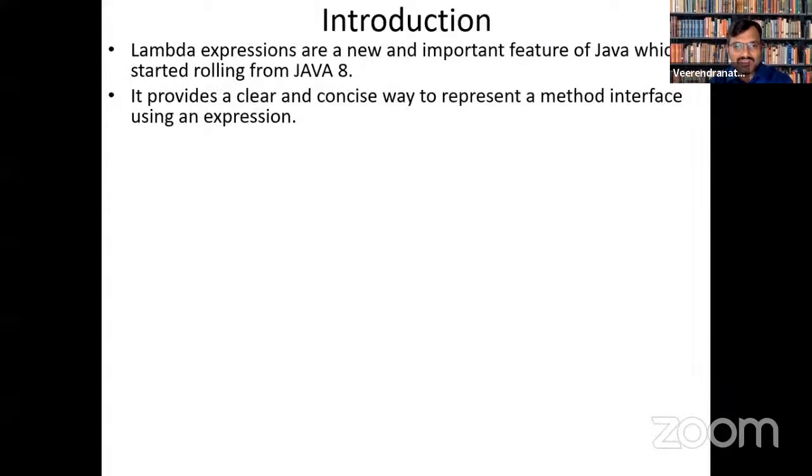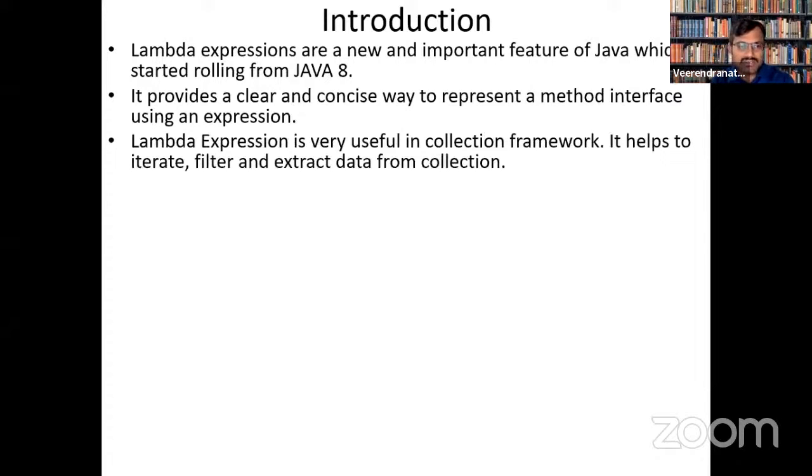So why was it introduced? It was introduced to give a clear representation of the method interface. We generally know what an interface is. An interface is nothing but a class-like thing which will have many variables and many methods, but they have some restrictions. We'll go into that.